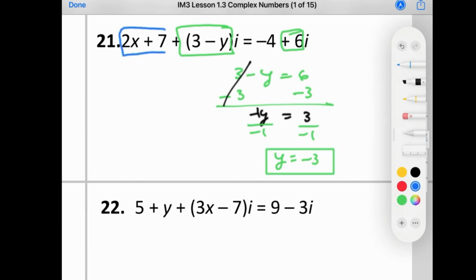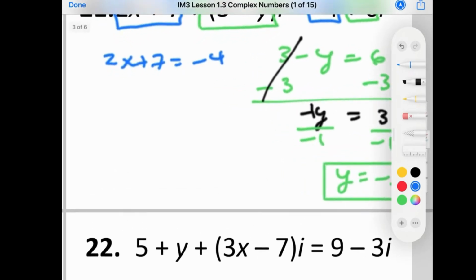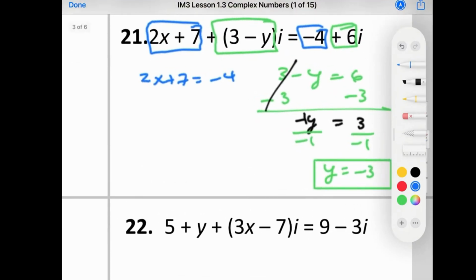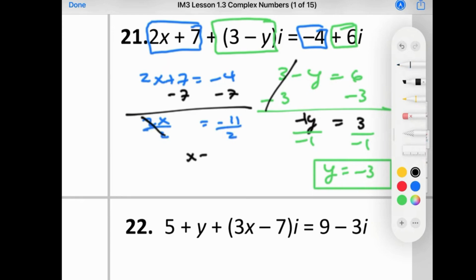Okay, this whole portion over here has no i, and that equals the real part. So that would be 2x plus 7 equals negative 4. And again, use your PEMDAS. So I'm going to use addition and subtraction first. I'm not going to divide here. So I would subtract 7. It's going to be 2x equals negative 11. Divided by 2, and you're going to get x equals negative 11 halves. That negative sign goes with the fraction line, up and down.